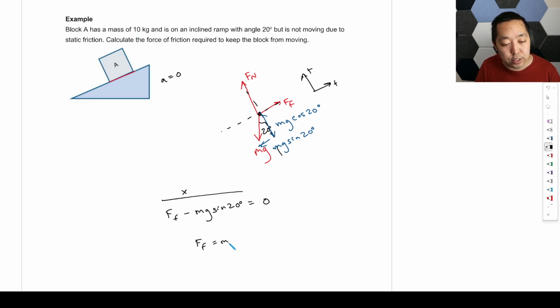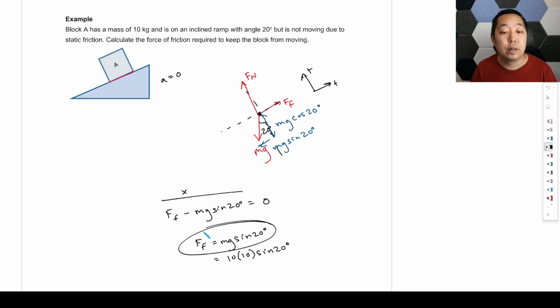I actually know the answer. The frictional force needed is going to be mg sine 20 degrees. Right? I don't need to solve anything else. 10 times sine 20 degrees. You're just going to plug that in there and get a number. Right? That's it. That's the setup. Didn't require maximum static friction because it wasn't necessarily maximum. Presumably this is what's necessary to keep it there.